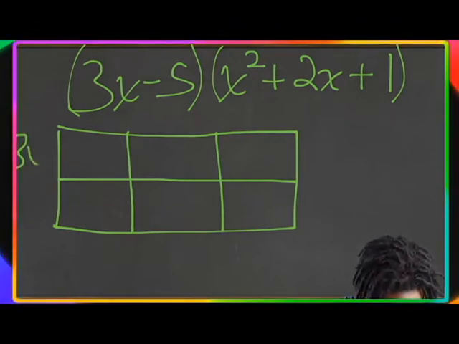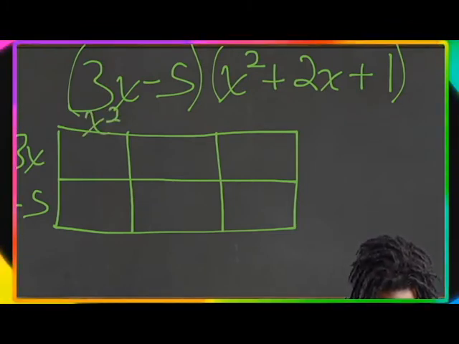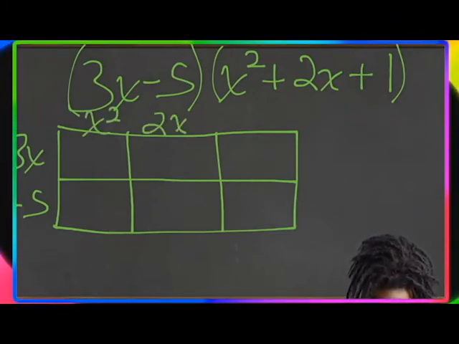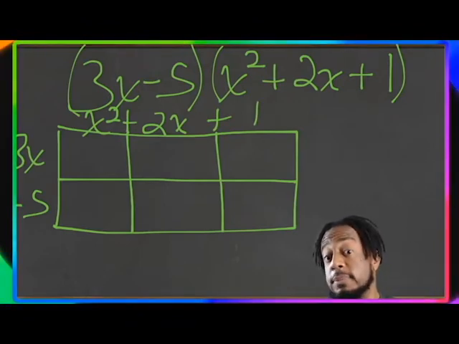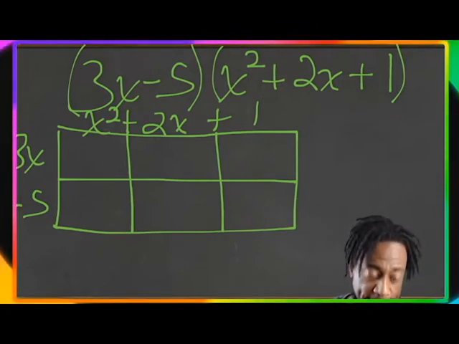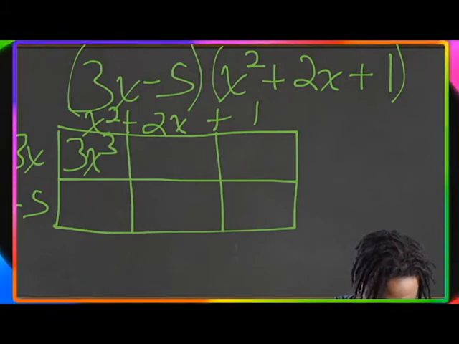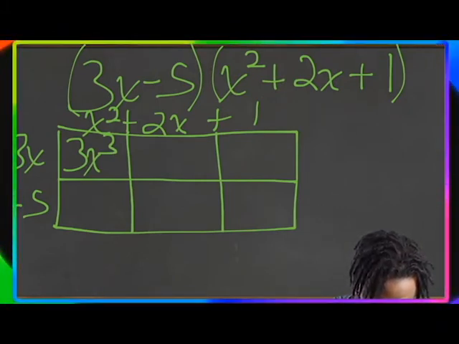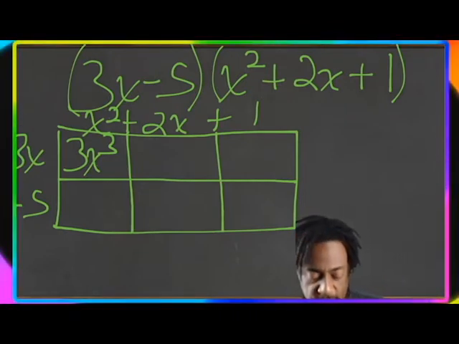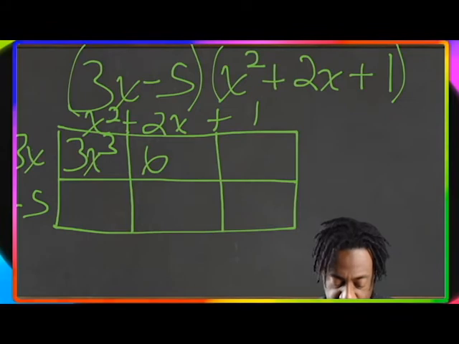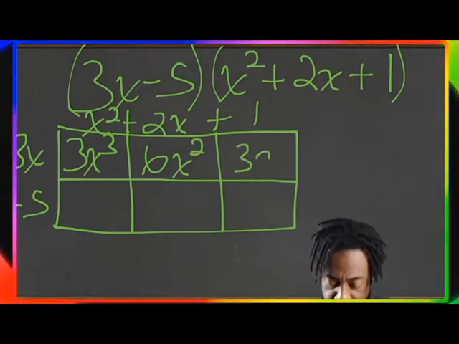Same thing. 3x minus 5. Sign that's in front of the number. Got x squared up here. 2x here. Plus 1 here. All right. You can't flip these around because it's 2 by 3. Okay. So we got 3 times that is 3x to the third. X. Got 2 x's here, 1 x here, x to the third. 3 times 2 is what? 6. X times x is x squared. 3. And bring down your x.